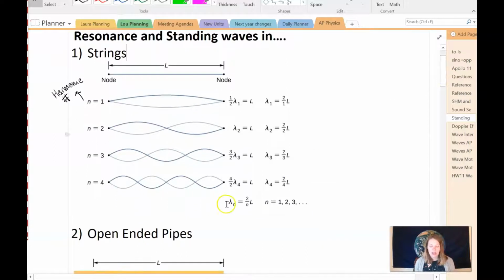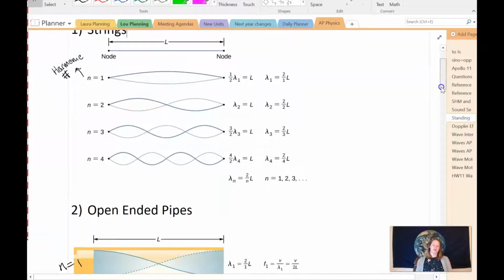And we can come up with a generalized expression. The wavelength of any harmonic n is equal to 2 times the length of the string divided by n, where n is any non-zero positive integer.